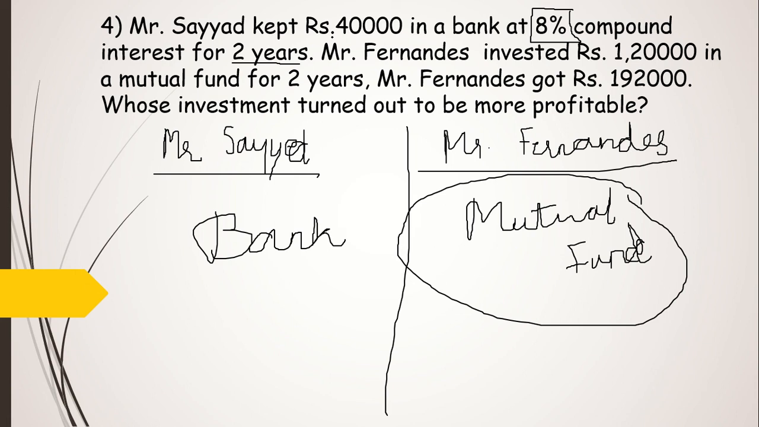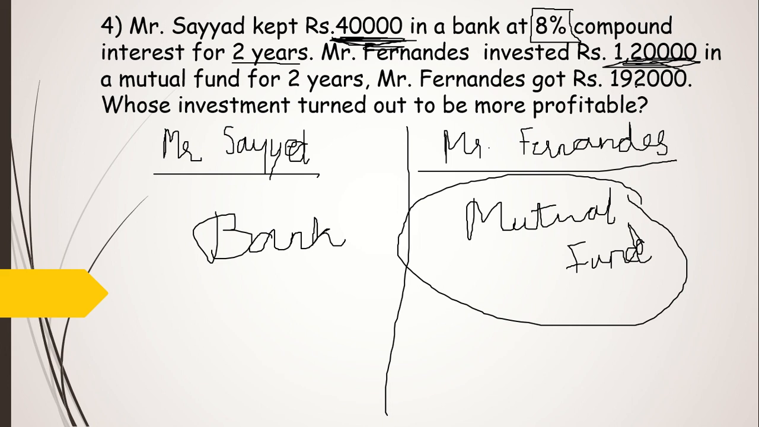Now here principal or the amount both of them invested is different. He has invested less, 40,000, and this person has invested more, 1,20,000. So even if we get the amount, how much amount each of them got. Now in case of Mr. Syed, we have to find out how much interest he got on rupees 40,000 after 2 years. So that interest which he got will be his profit.